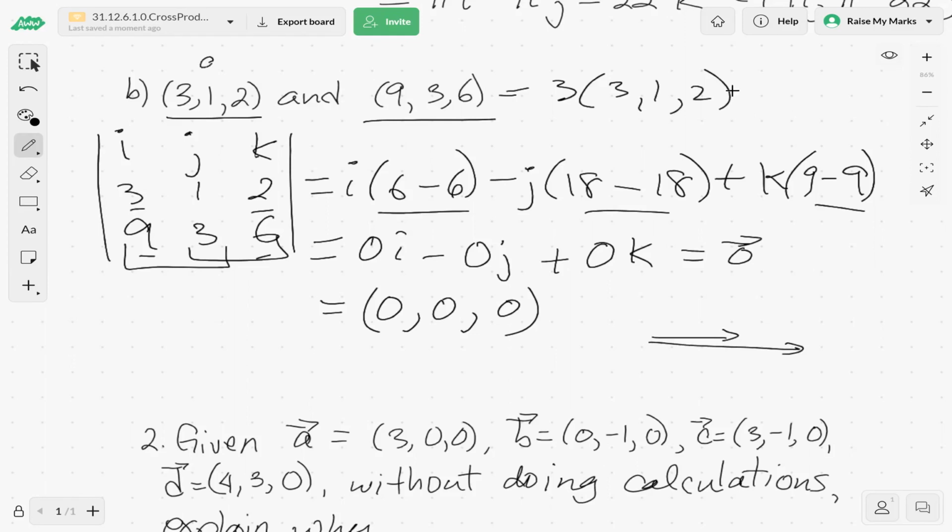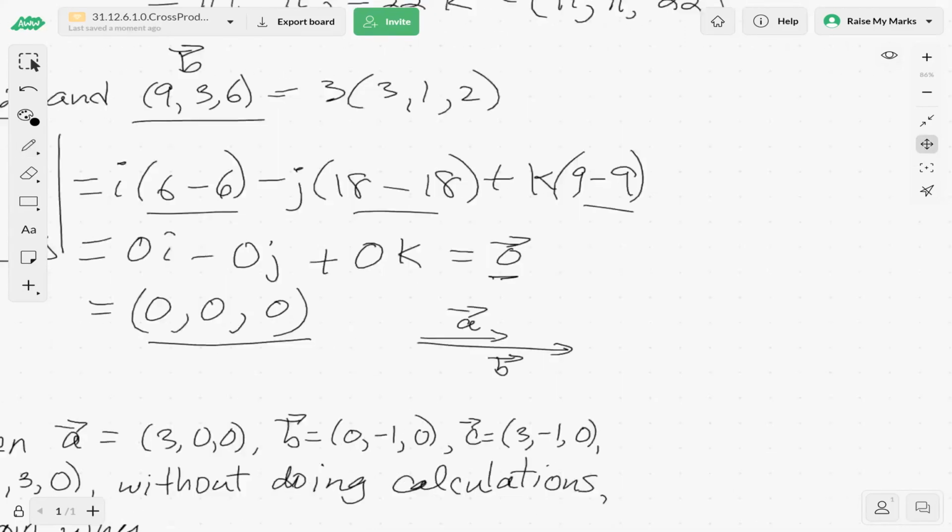Why don't we give them names A and B? So we have vector A and vector B, which is just a multiple of vector A. When you take the cross product of two vectors pointing in the same direction, we end up with the zero vector, which is exactly what we calculated. Okay. We can actually generalize this statement.